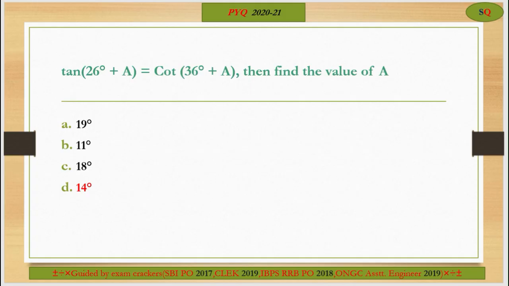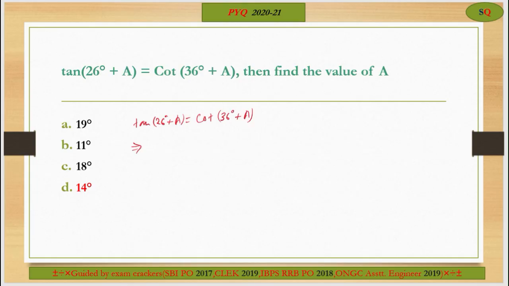Tan of 26 degree plus A equals cot of 36 degree plus A. Then find the value of A. This question is from trigonometry. To find the value of A, we need to use the formula. First we write the question: tan of 26 degree plus A equals cot of 36 degree plus A.